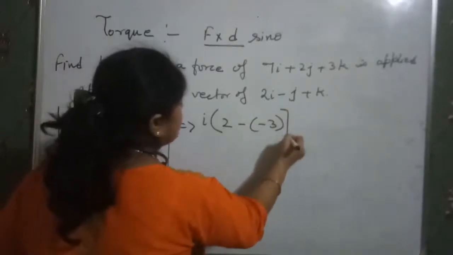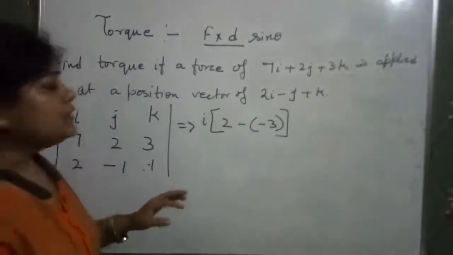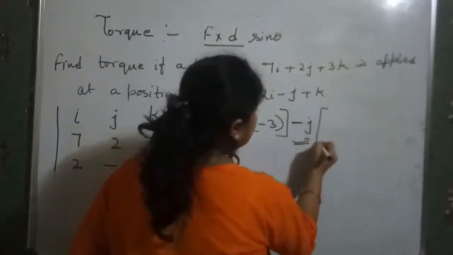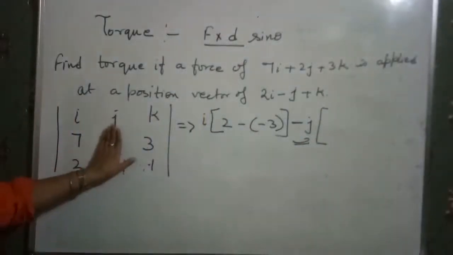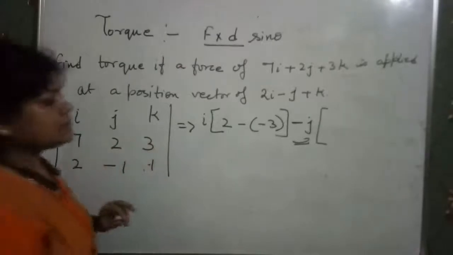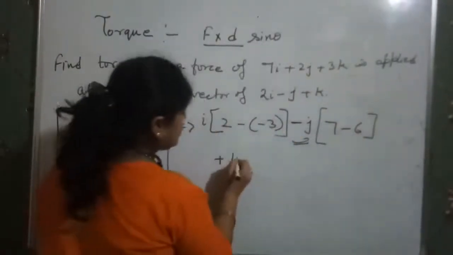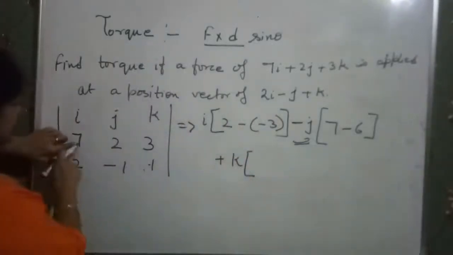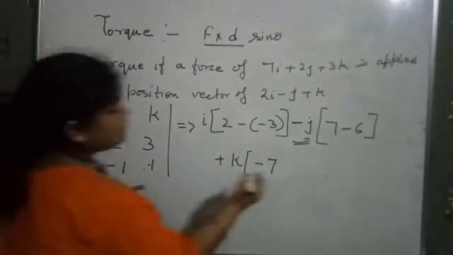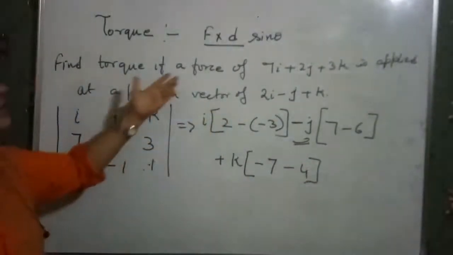Now before writing j, just write it here, minus j. Note this step. Okay. Now for the j, just drop this one. We have 7 ones are 7 and 3 twos are 6. So 7 minus 6. Now for the k, write it as plus. We have 7 ones are 7, that is minus 7, and 2 twos are 4. Clear? In this way, we find the vector product of given two quantities.